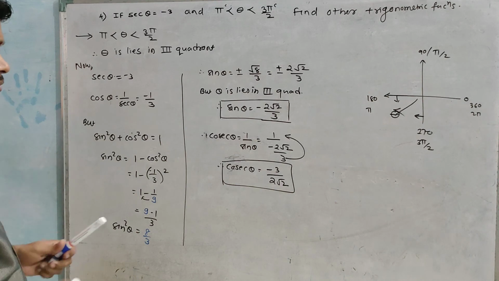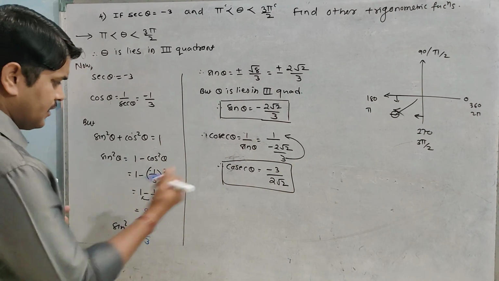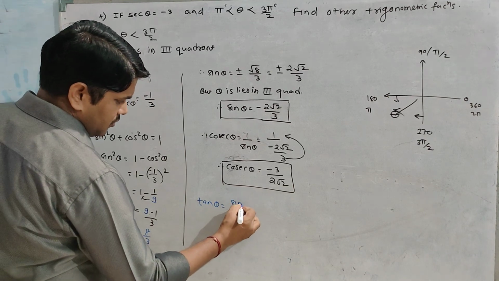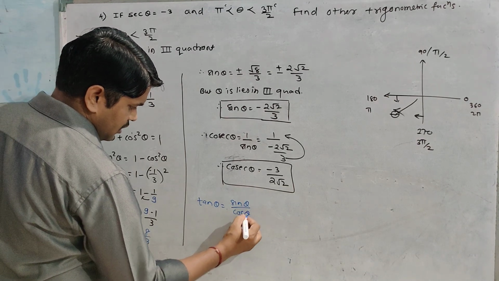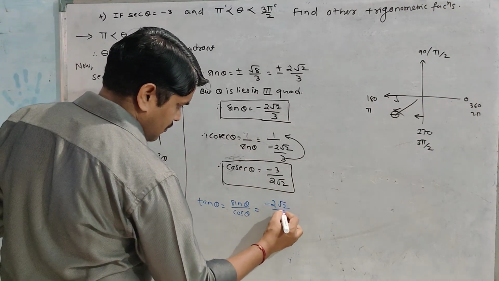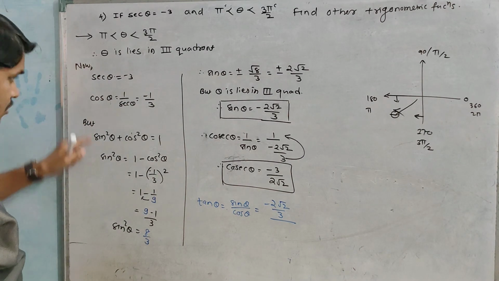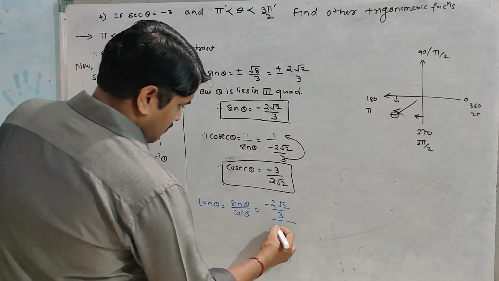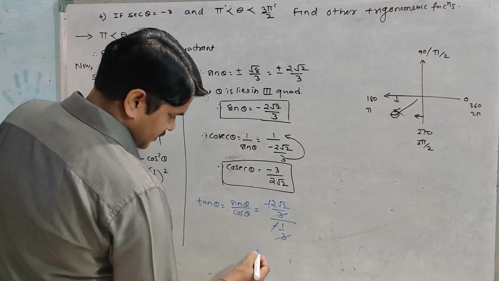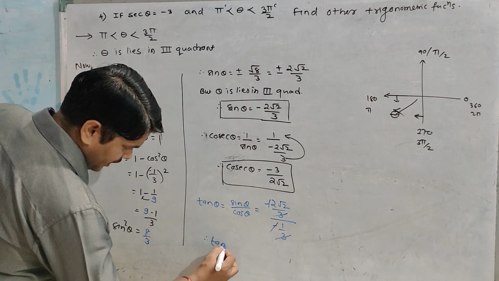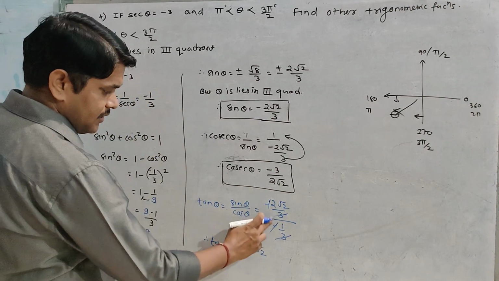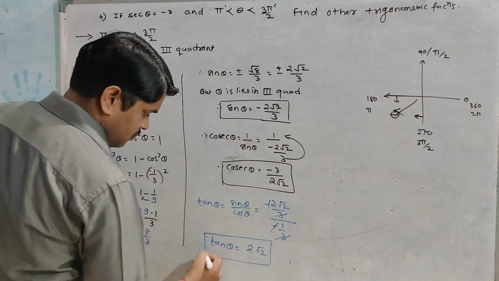We have sin and cos, so we can find tan. So tan theta is equal to sin theta upon cos theta. Sin theta is how much? It is minus 2 root 2 upon 3, divided by cos theta. Cos theta is here, minus 1 upon 3, so this 3 gets cancelled as well as the minus gets cancelled. So tan theta is equal to 2 root 2. Right, the value of tan is 2 root 2.